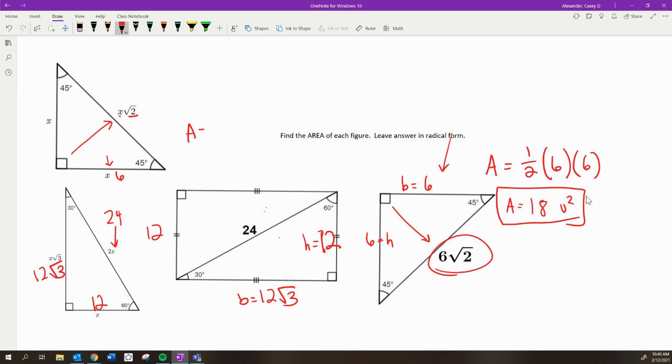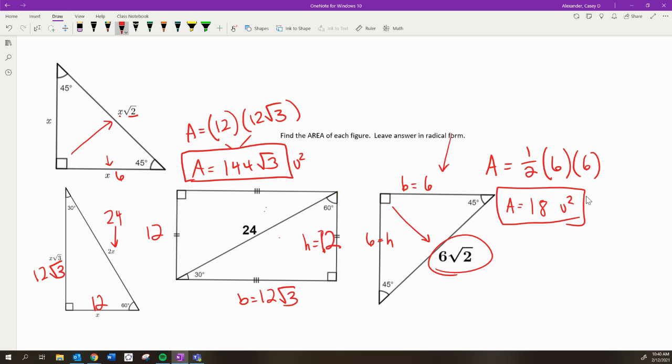And so if I want to find the area, it's the base times the height, or 12 times 12 root 3. And this just means 12 times the square root of 3, which we're just going to call that 144. That's 12 times 12 times the square root of 3. And you could use a calculator to approximate that if you wanted to. But that's the basics. I said leave answer in radical form. So the area is 144 root 3.